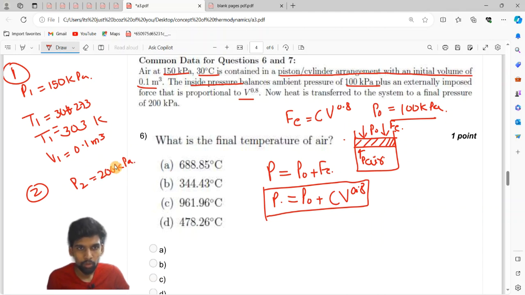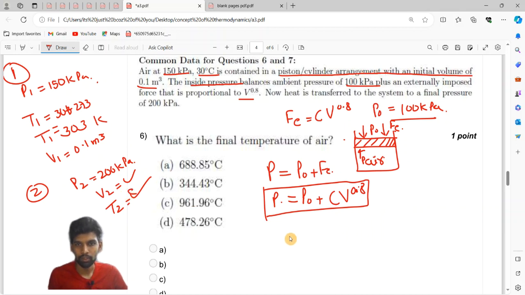Anything they have mentioned about volume? No. Okay, they haven't mentioned volume. So pressure at initial state is known, temperature is known, volume is known, pressure at state 2 is known. If we somehow calculate volume at state 2, then we can also calculate temperature at state 2 by the ideal gas equation.